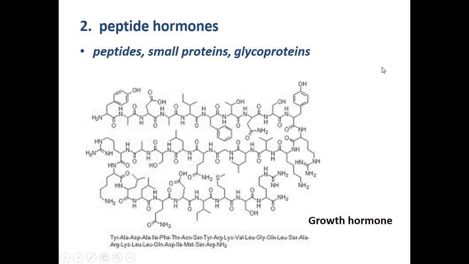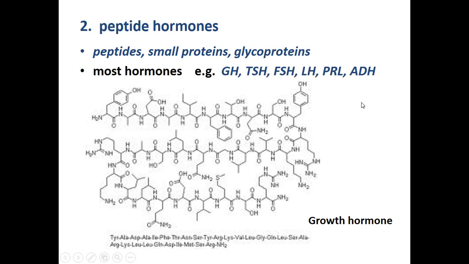Peptide hormones are a very large family of hormones, and these are basically small chains of amino acids or very small proteins, and sometimes glycosylated proteins or glycoproteins. The picture shown here is of growth hormone, a pituitary hormone that, of course, regulates growth. Most hormones, as I mentioned, fall into this family. Here we have growth hormone, GH, thyroid stimulating hormone, TSH, follicle stimulating hormone, luteinizing hormone, prolactin, and antidiuretic hormone.